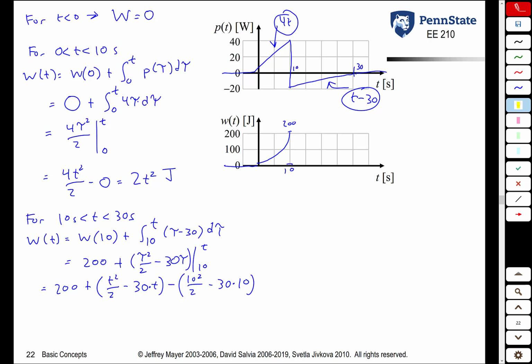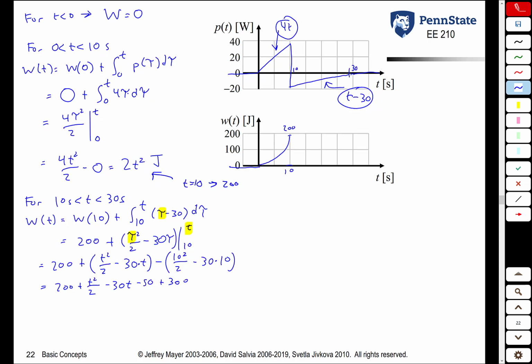And once again, we see why it's so important to use this dummy variable, because you have this tau in here, and then you also have this t in here. So using the dummy variable rather than using t for the whole problem makes it much more clear what you're supposed to be doing. Anyway, you work out this math, you get 200 plus t squared over 2 minus 30t minus 50 plus 300. Finally, we can clean up the math here to get t squared over 2 minus 30t plus 450. The units are joules. You plot that on the plot here, you get the rest of this parabola, which once again agrees with what we had on the previous page.